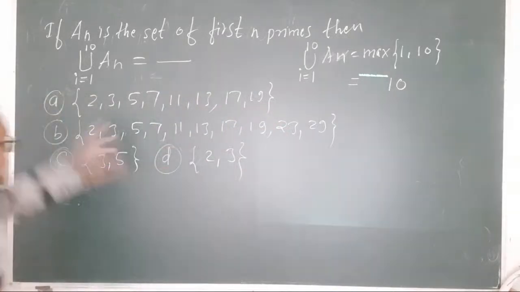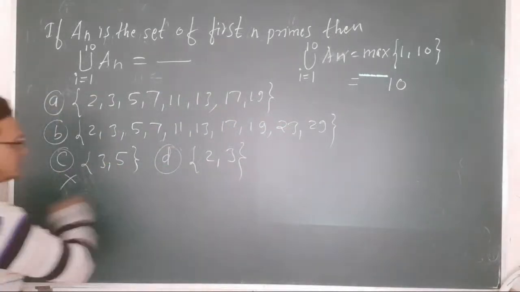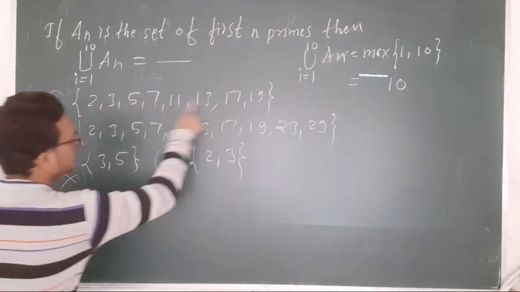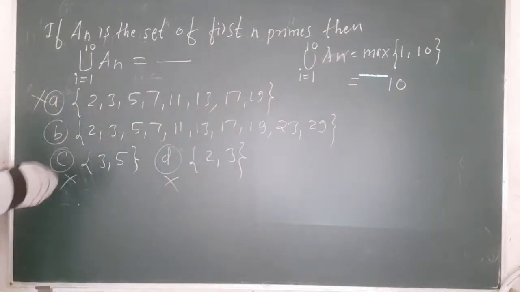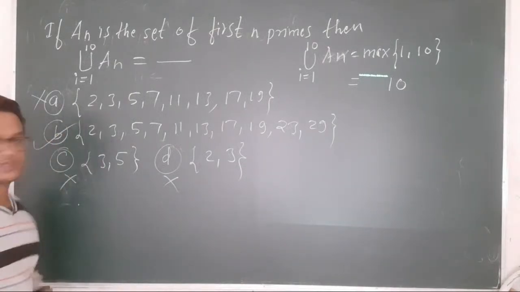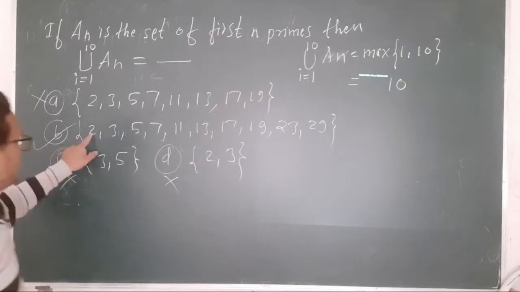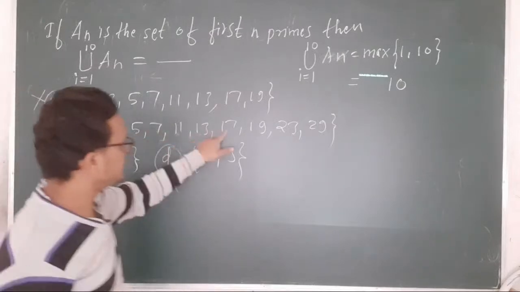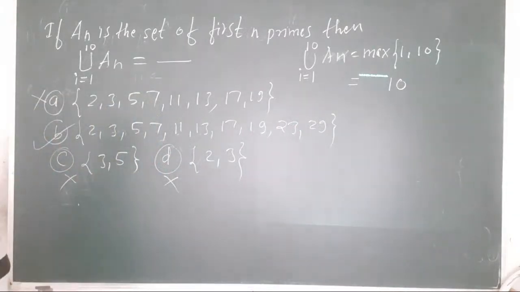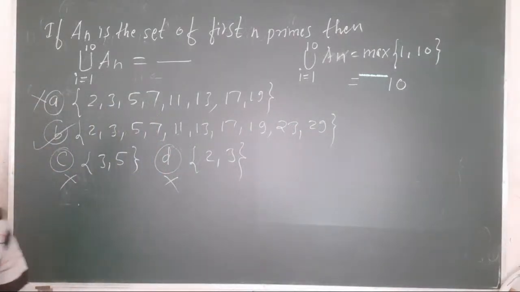10 elements. You can see now, option C is not there, option D is not there. Option A: 1, 2, 3, 4, 5, 6, 7, 8, only 8 elements are there, so option A is also not correct. Then which option is correct? Option B is correct. You can count it now: 1, 2, 3, 4, 5, 6, 7, 8, 9, 10. 10 elements are there, so option B is correct here.